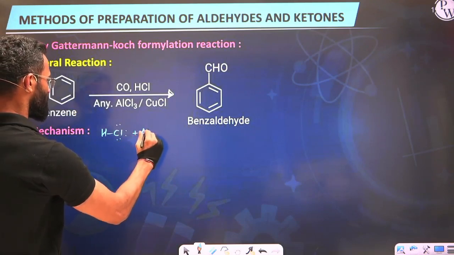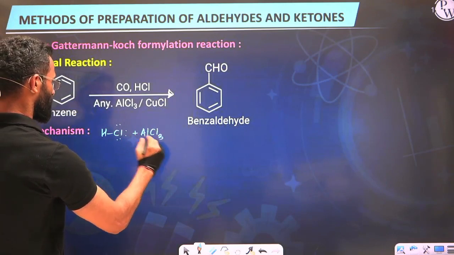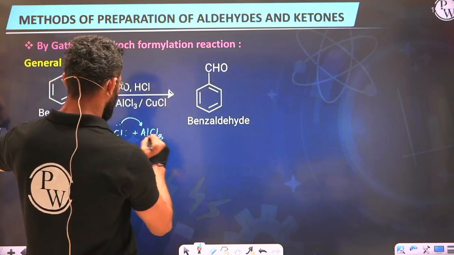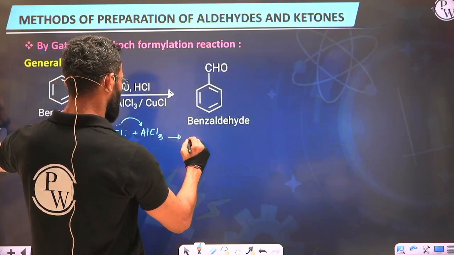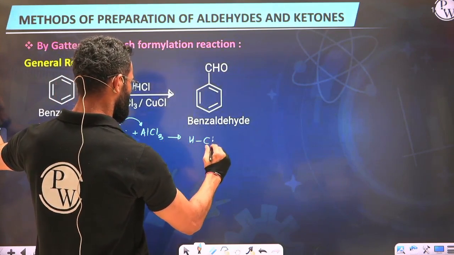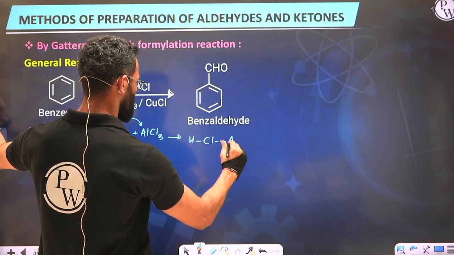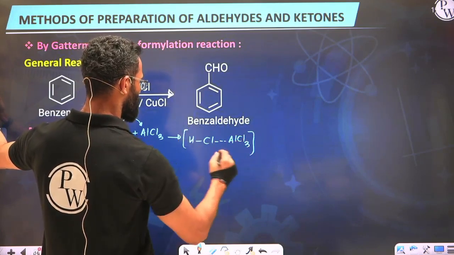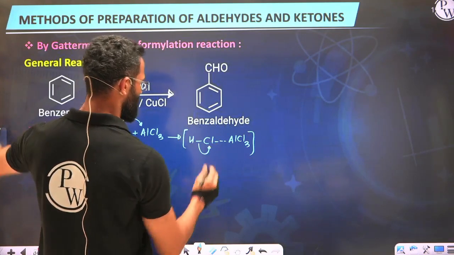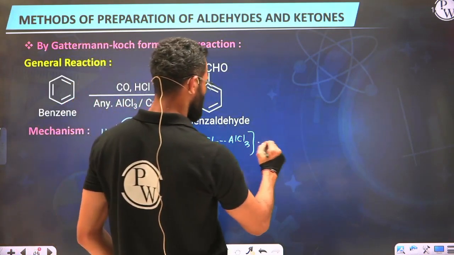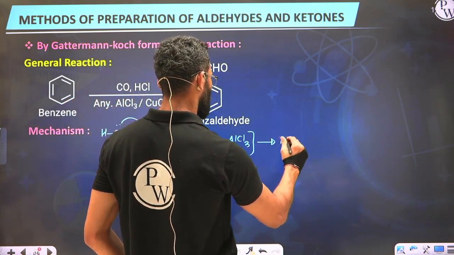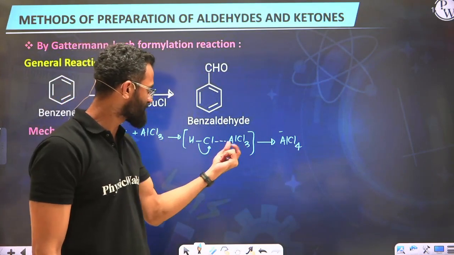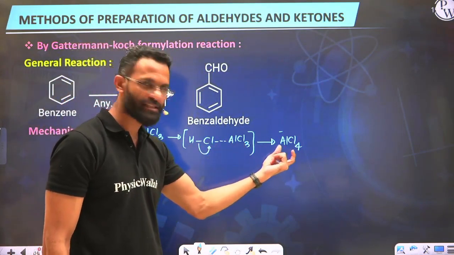AlCl3 being a Lewis acid will accept a lone pair from chlorine. As soon as it accepts the lone pair from chlorine, you will be getting HCl now associated with AlCl3. Eventually this bond becomes permanent and Cl leaves as Cl minus. So Cl minus has been taken by AlCl3 to produce AlCl4 minus. Or you can write this as AlCl3 dot Cl minus, one and the same thing.